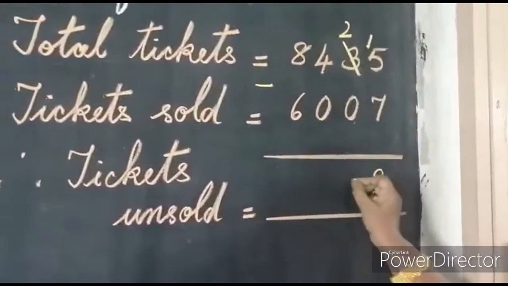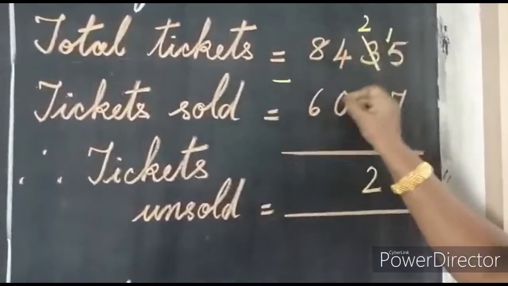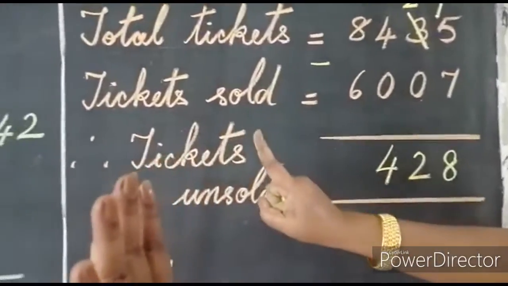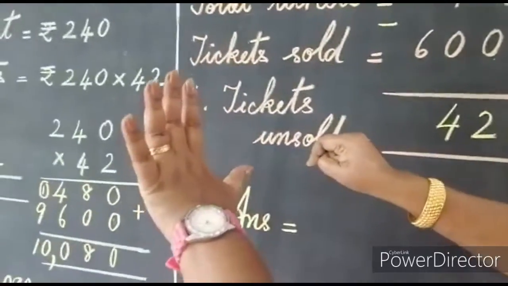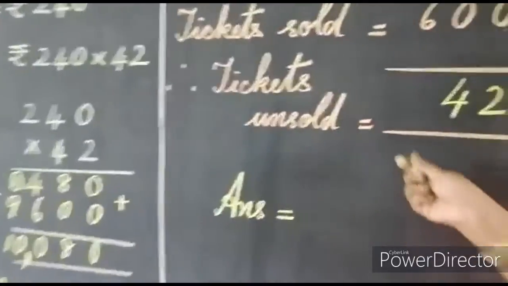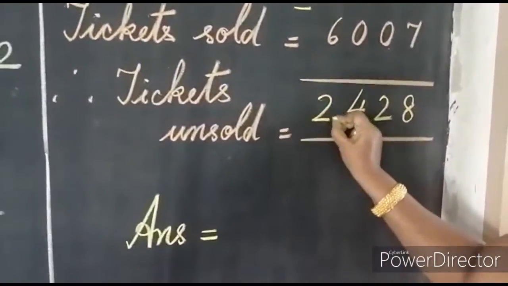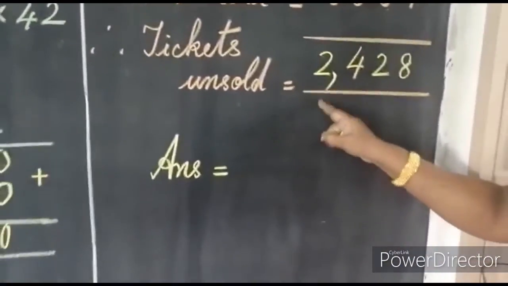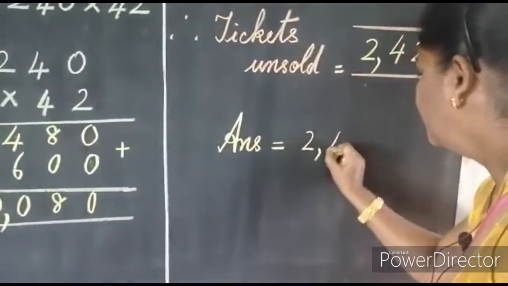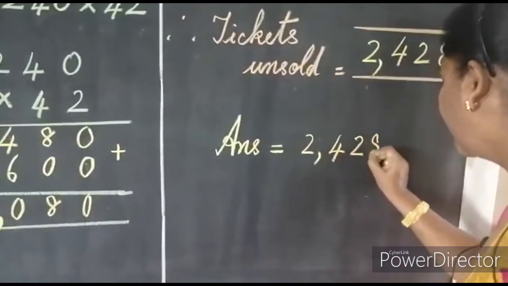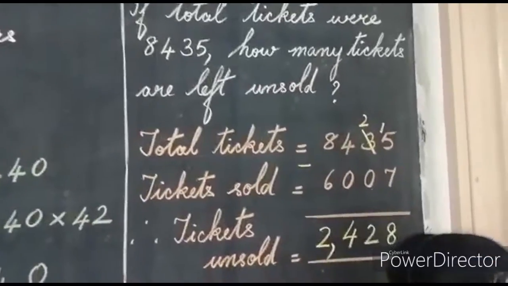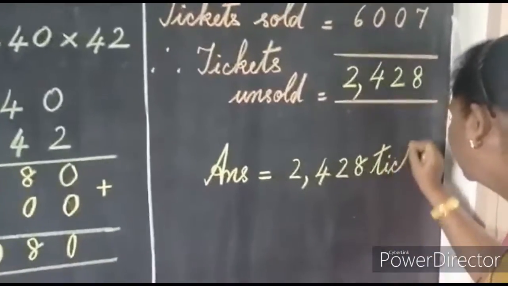2 minus 0 is 2. 4 minus 0 is 4. 8 in the mind. Take 6 fingers before 8. 7, 6, 5, 4, 3, 2. Answer is 2,428. 2,428. How many tickets? So, tickets will be the unit.